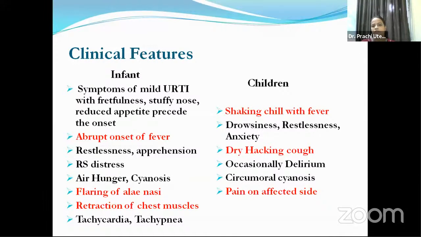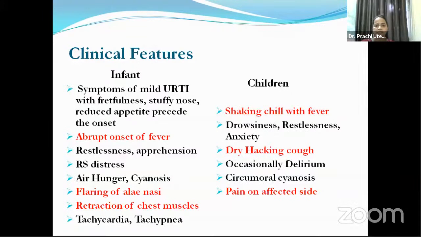And in children, there is a shaking chill with a fever. There is drowsiness, restlessness, and anxiety. Dry hacking cough. Cough is predominantly seen in the older children. Occasionally delirium and circumoral cyanosis if it goes to a severe stage. And pain on the affected side. Usually the child lies on one side and sits with the knees drawn up because there is pain on the affected side.